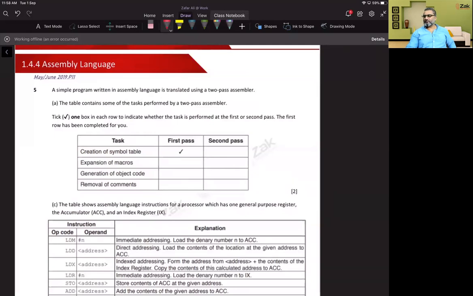So, now, creation of the symbol table is always part of the first pass. Expansion of macros is actually first. Generation of object code is second. Removal of comments is first. All right, so you have to collect this data so that you can prepare for your exam.